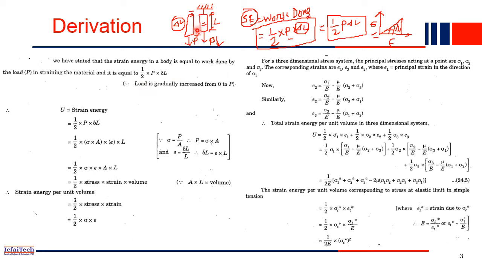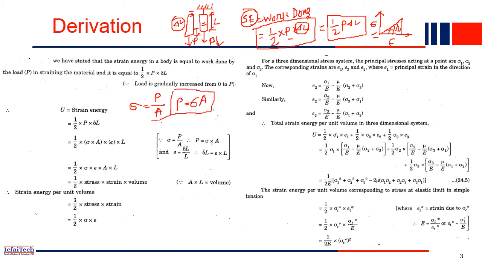So next time whenever you hear about strain energy, please always remember strain energy is nothing but the work done by the load P. So strain energy U equals half into P into delta L. I hope this is clear. So now, P is what? P is the total load. If we replace it, if you remember we discussed, sigma is stress equal to force by area, right? Then P can be written as sigma A.